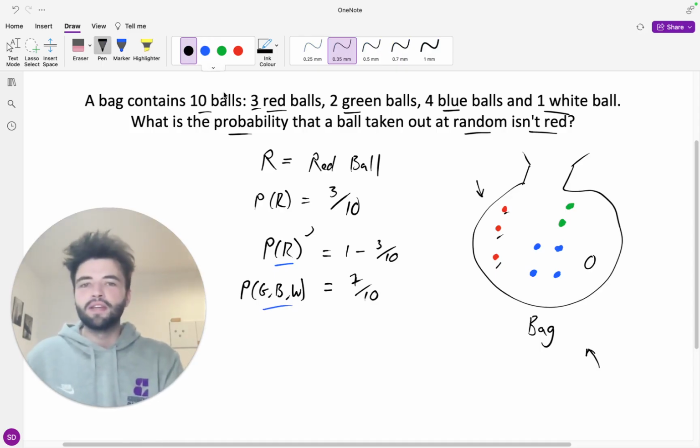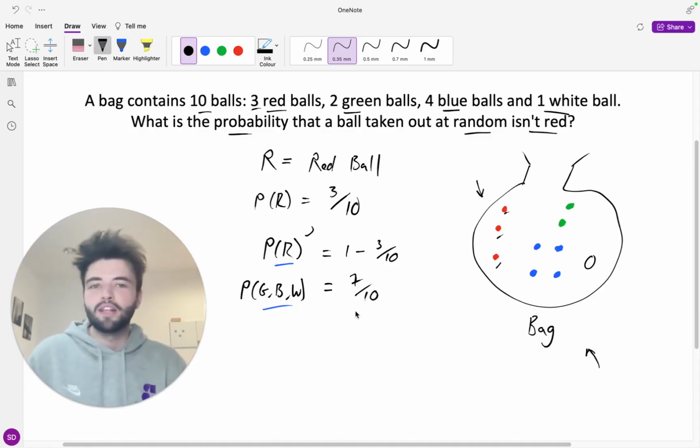And so as you can see here, our probability is going to be 7 over 10 for drawing anything except a red ball, because we had 3 red balls, there's 7 other balls, and so that is going to be it for this question.